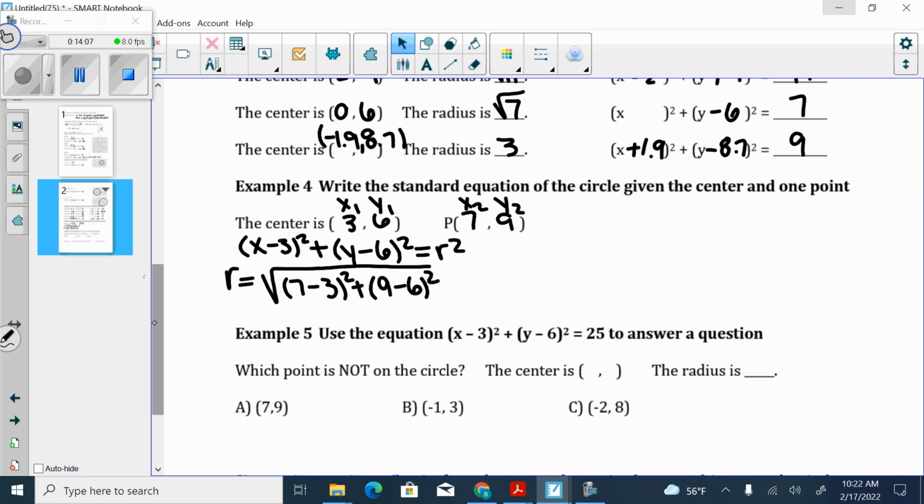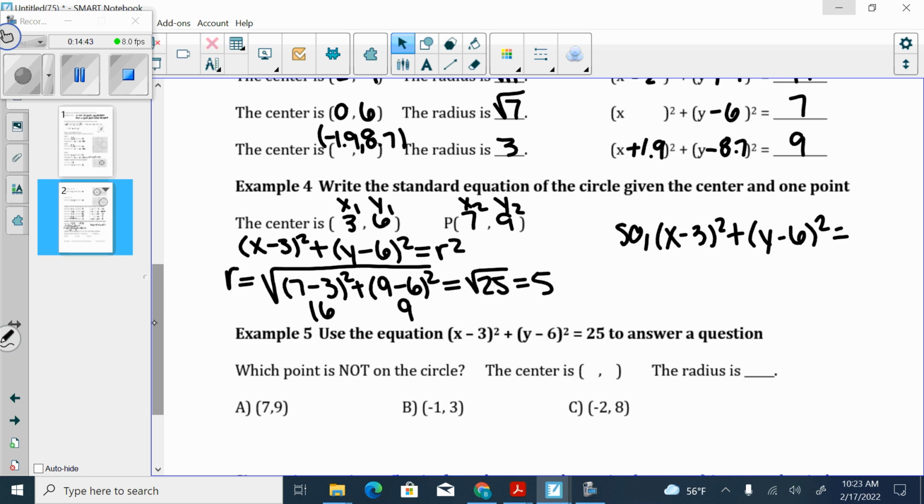All right, so what is 7 minus 3? 4, and 4 squared is 16. 9 minus 6 is 3, and 3 squared is 9. What is 16 plus 9? So I have the square root of 25, and the square root of 25 is 5, so now I know r. So this equation, x minus 3 squared plus y minus 6 squared equals r squared. If my r is 5, what am I going to put here? Very good.